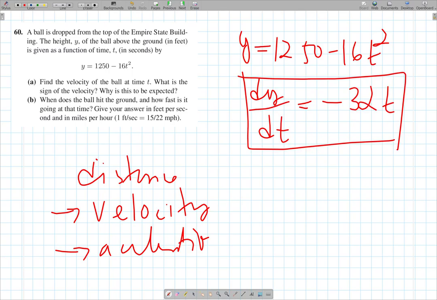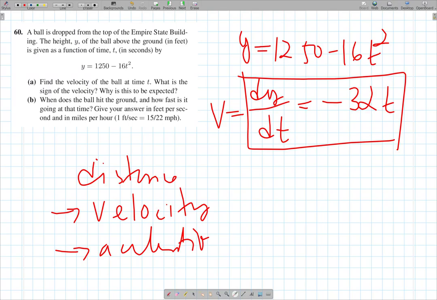Okay, so since negative, makikita natin negative, ibig sabihin going downward yan. So ito, find the velocity of the ball at time t. So the velocity of the ball at time t is equal to negative 32t. Right? So dy over dt is your velocity. Again, given distance, if you derive distance, the outcome is velocity. If you derive velocity, the outcome is acceleration.